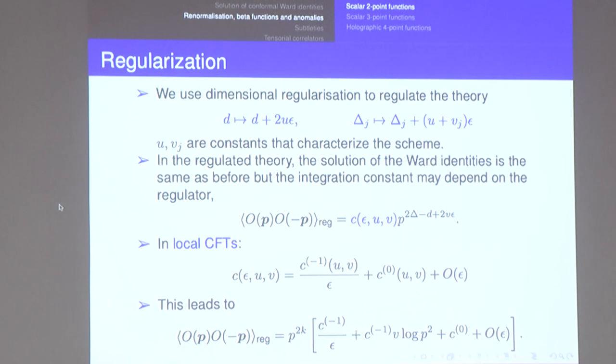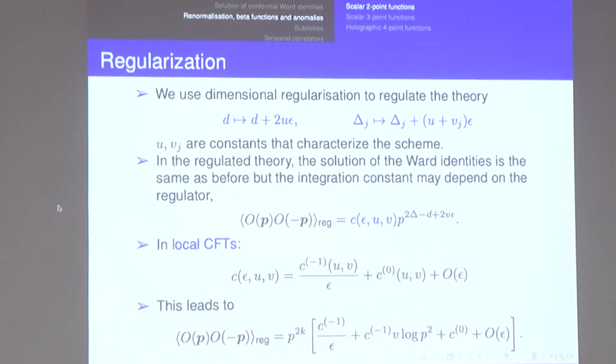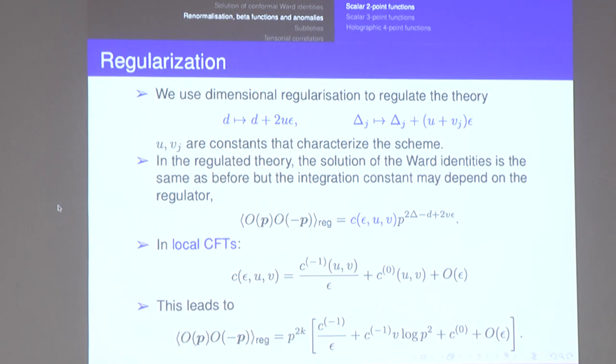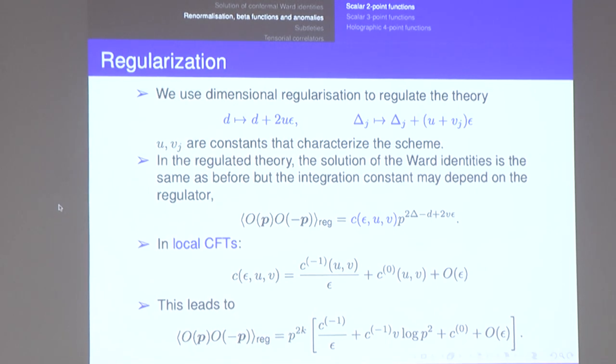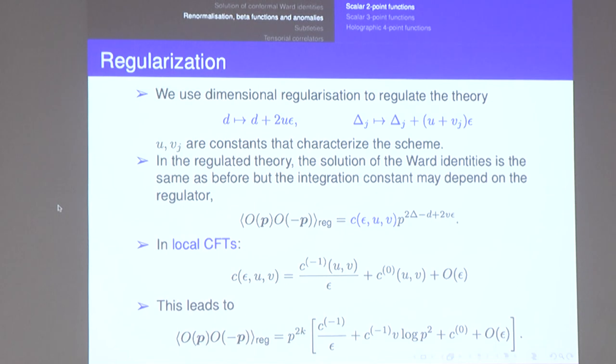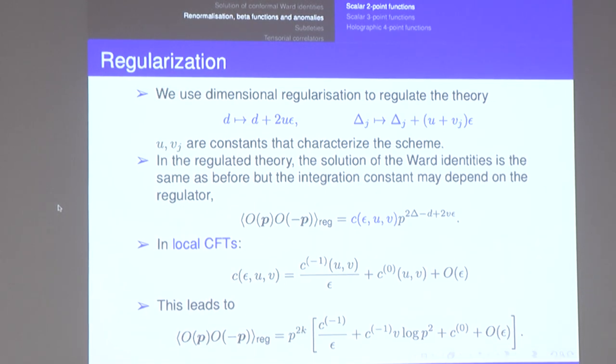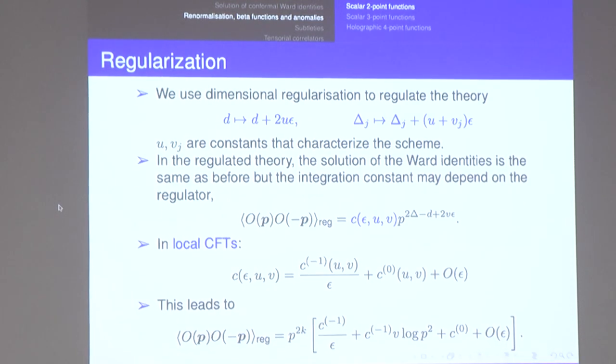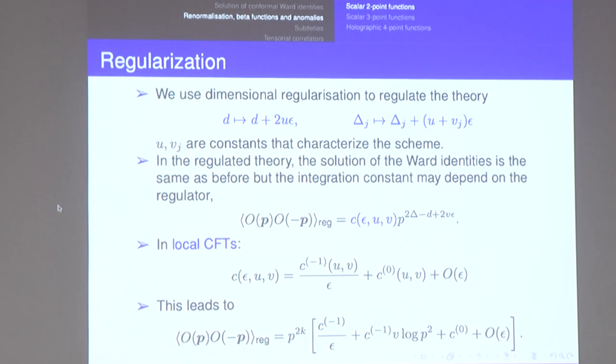So for every dimension, we shift every dimension, and every time we have a new dimension, we also introduce a new parameter which takes values between 0 and 1. So this u and the v_j parameterize scheme dependence. We discussed scheme dependence yesterday. That's where it appears in CFT correlators.